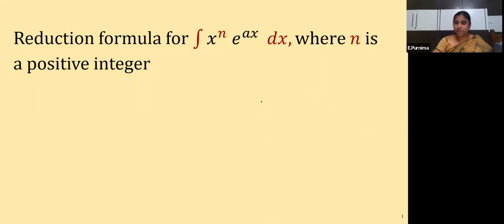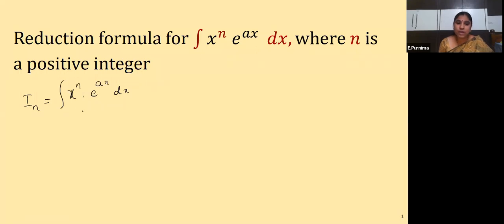Okay, so let us try to do those. Now here in our given function, so what is our function, children? Here it is the integral of x to the power of n into e to the power of ax dx, where n is a positive integer. I'm naming this function as In.